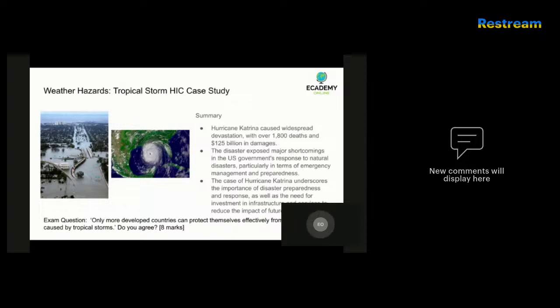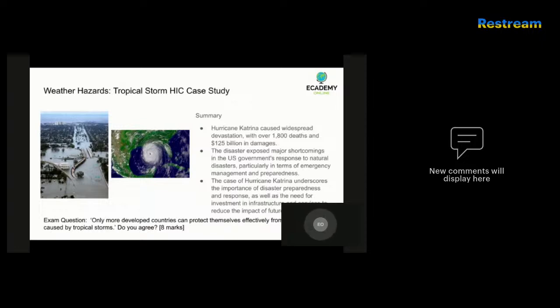So here's another exam question. Only more developed countries can protect themselves effectively from the damage caused by tropical storms. With this question, you can argue yes or no, and you've got the option of choosing a particular case study which supports your argument.